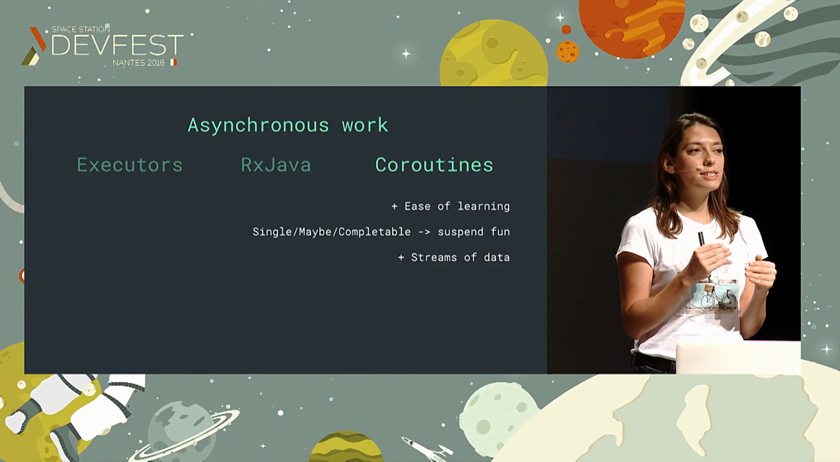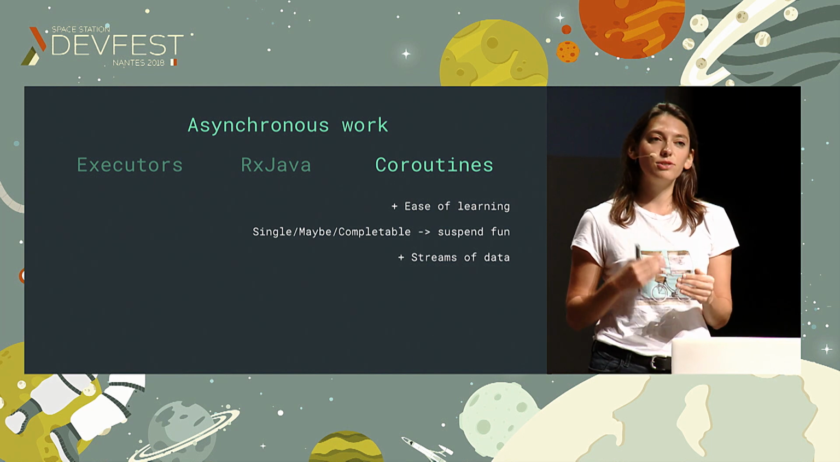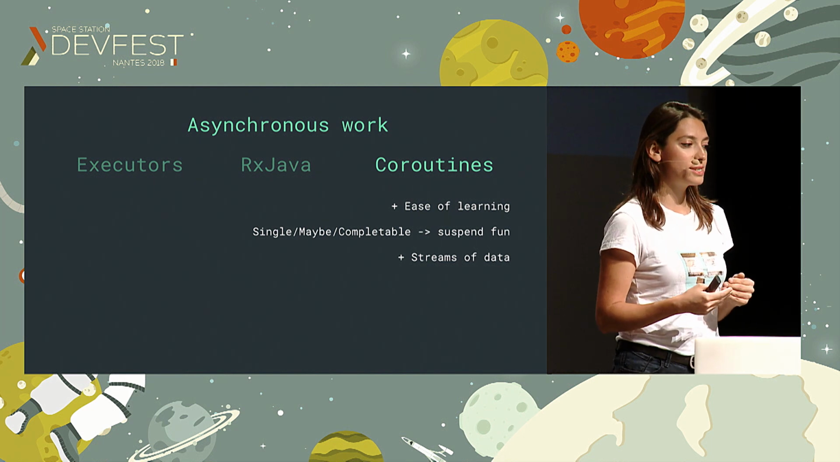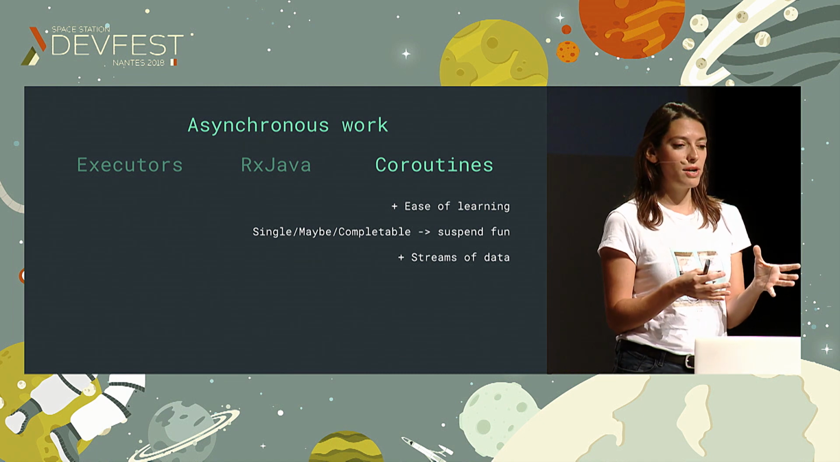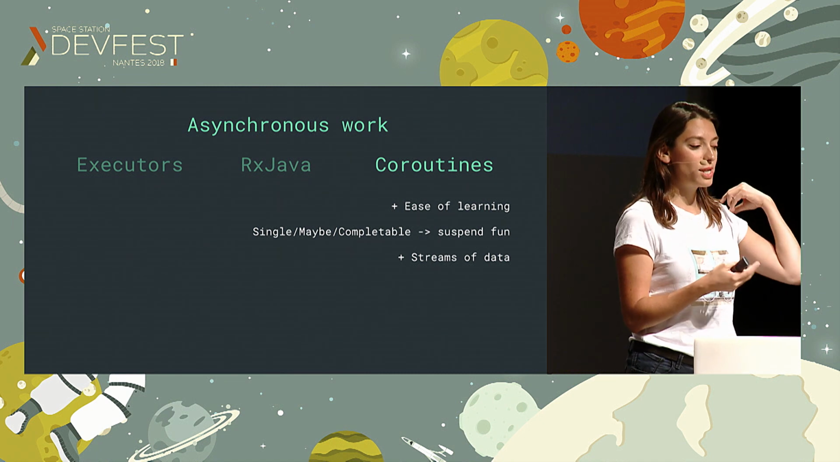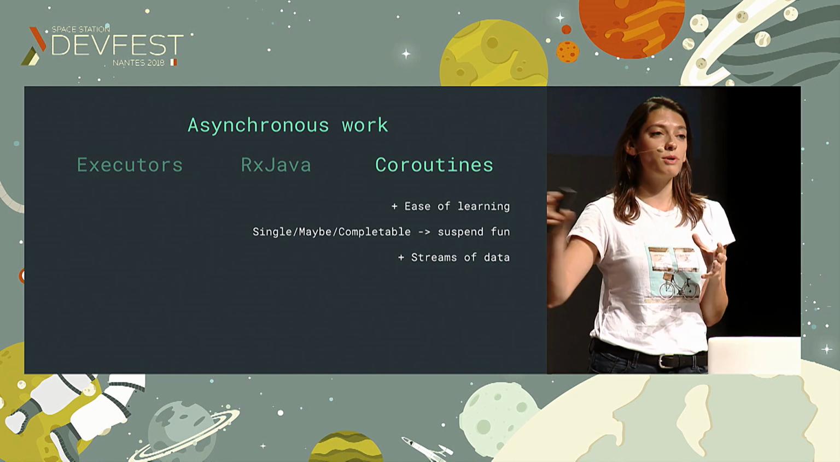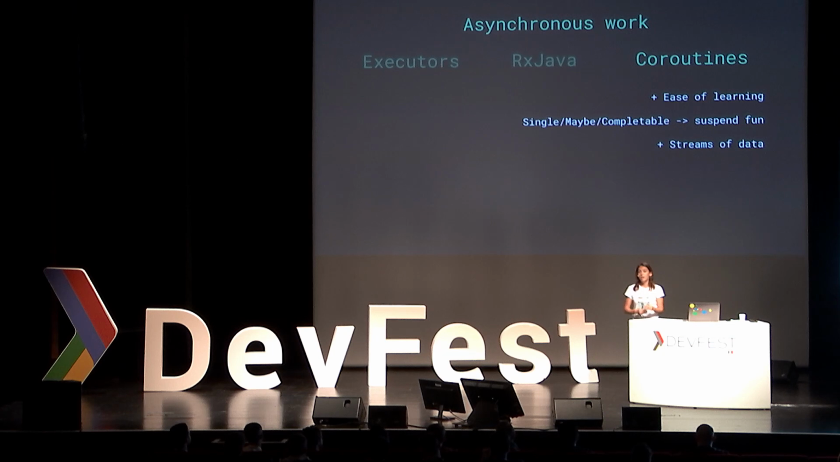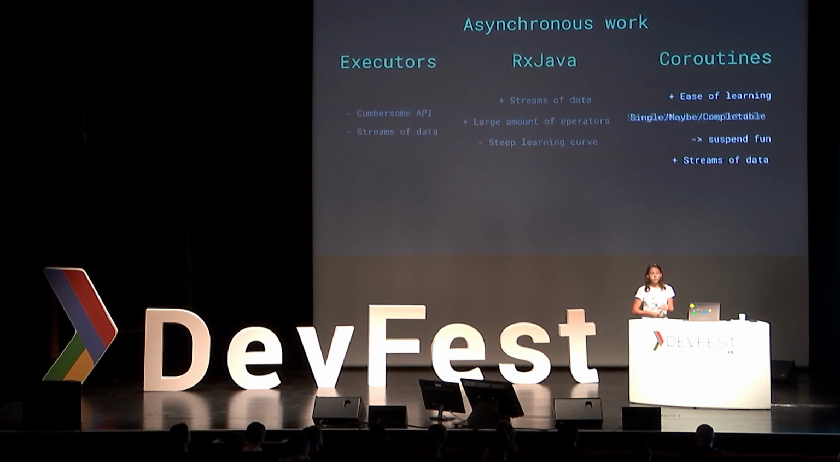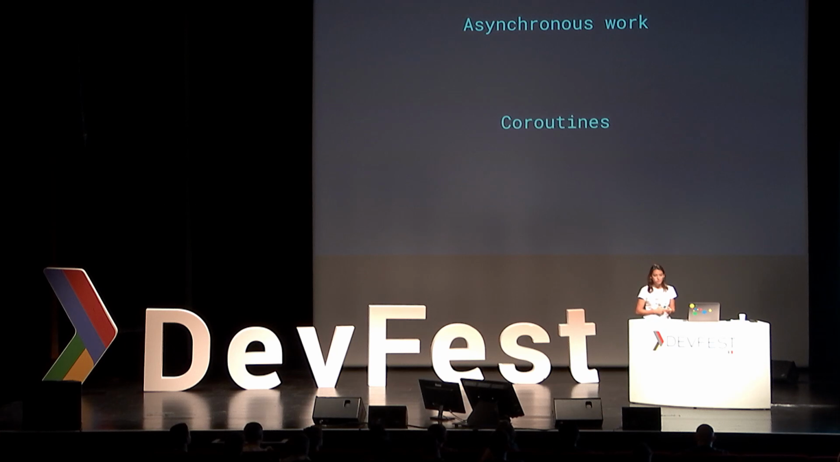So coroutines have this very nice ease of learning. It's really easy to do the first steps in coroutines. And because a lot of times, if you look at Rx, operators like single or classes like single, maybe, and completable are just used to trigger something on a background thread, we knew that actually we can just do this by launching a new coroutine by using suspension functions. And also, coroutines support streams of data via channels. So this is something that we haven't looked at so far, but the fact that we knew that this is possible in Kotlin, we decided to go with coroutines.